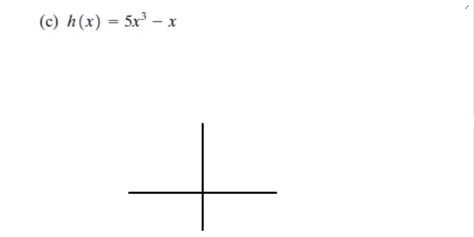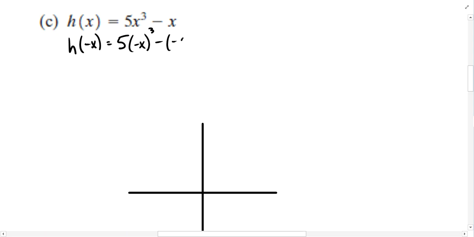In Part C, we can do the same thing. We'll come back to Part B in just a moment. Let's evaluate h at the opposite of x. And here again, that means to substitute the opposite of x in place of x in each of these cases.